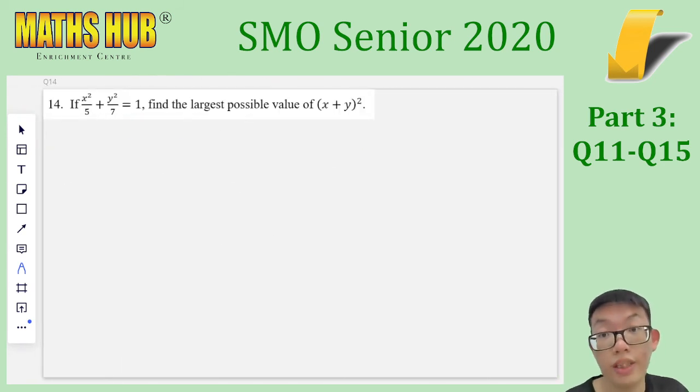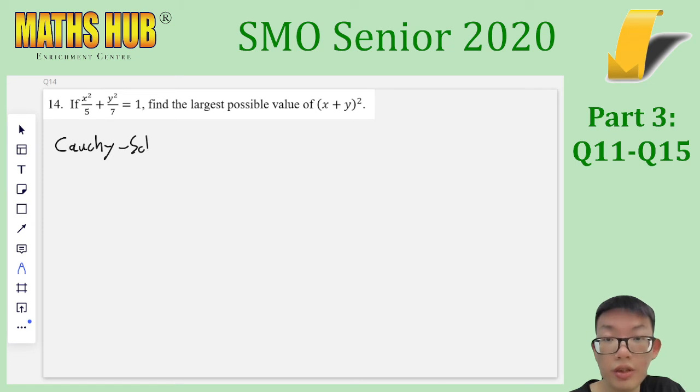Next up is question 14. If x squared over 5 plus y squared over 7 equals 1, find the largest possible value of x plus y squared. Okay, so this question, to be fair, needs a little bit of additional knowledge perhaps. You would like to use the Cauchy-Schwarz inequality.